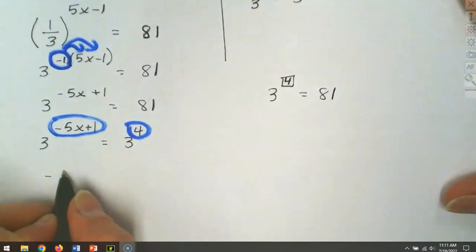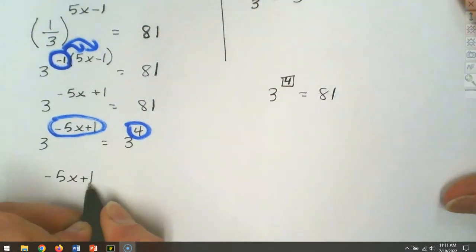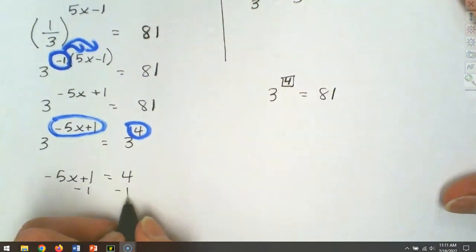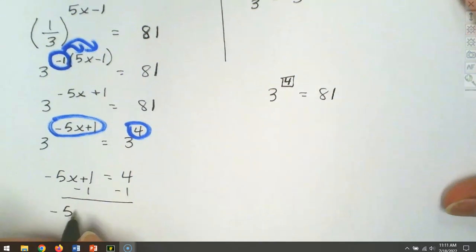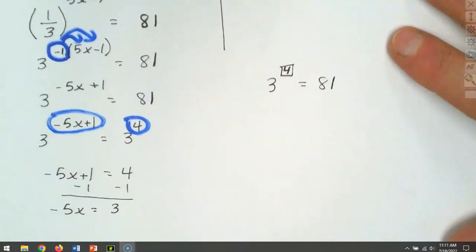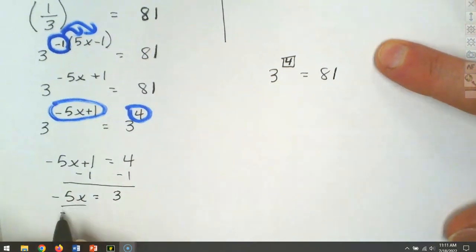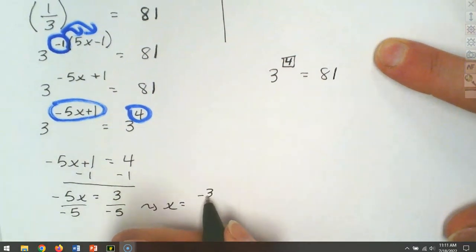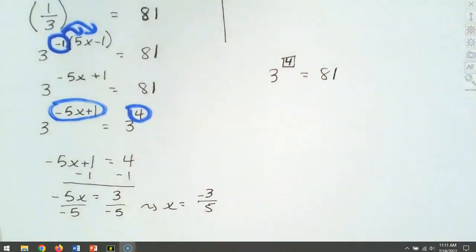So now it's minus 5x plus 1 equals 4. We'll move that 1 over. So minus 5x equals now positive 3. We'll divide by our negative 5. And that leaves us now with x equals negative 3/5. And that's it. There's your answer.